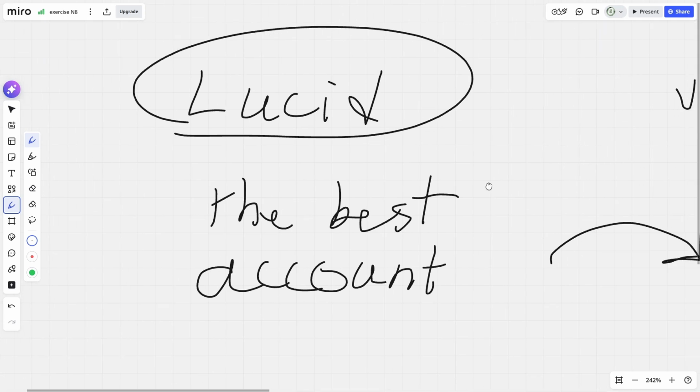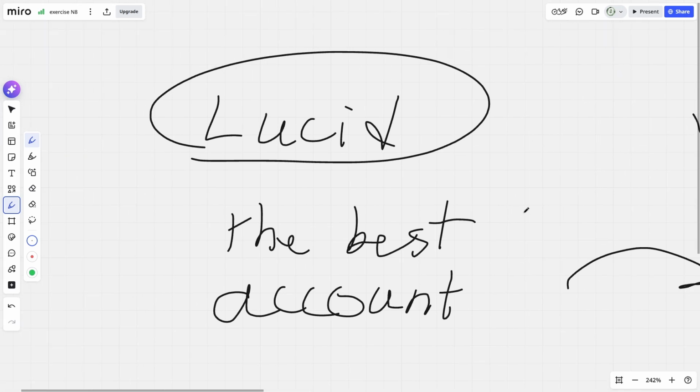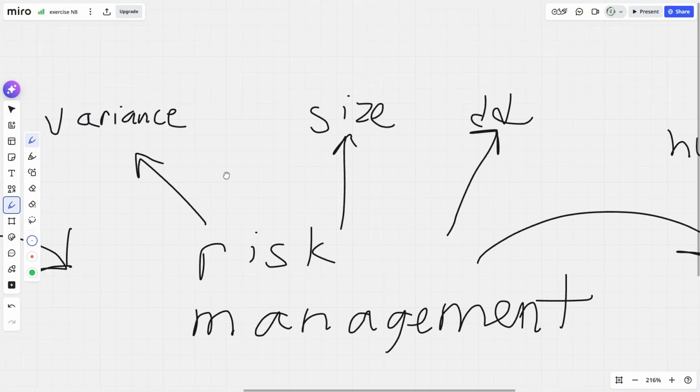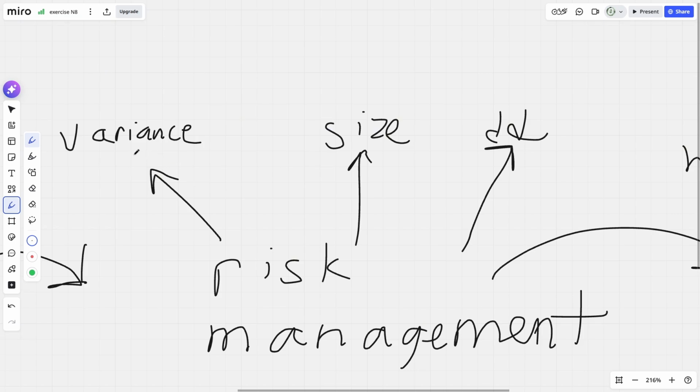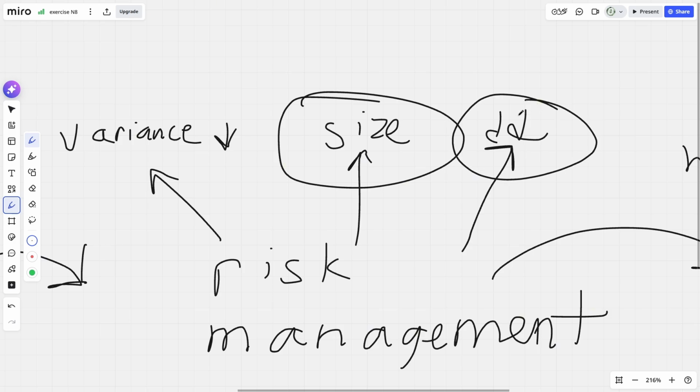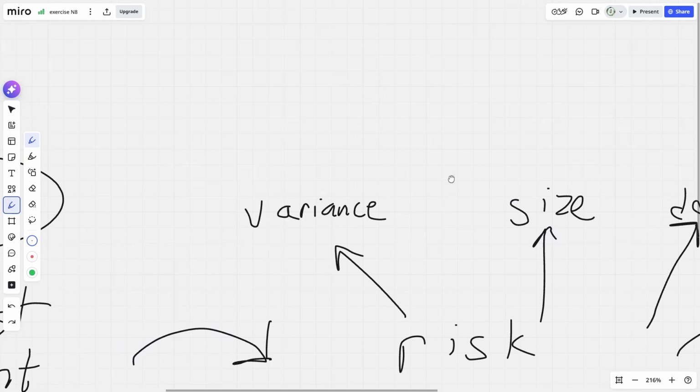The next step is obviously to define risk management. Yes, we will do it before even understanding the strategy. Risk management consists of three things that we should care about: minimizing variance, choosing a proper size of the position, and drawdown management. So let's get first to the variance.